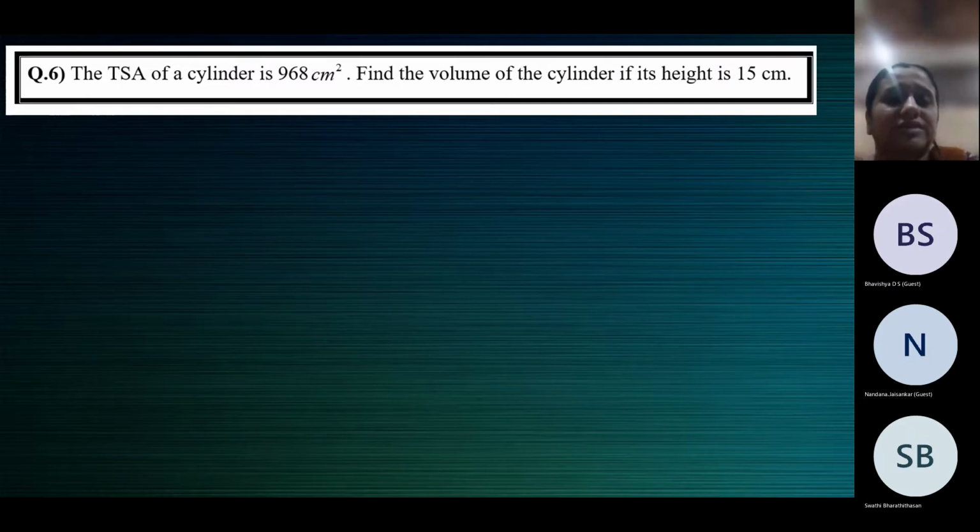The total surface area of a cylinder is 968 centimeters square. Find the volume of the cylinder if its height is 15 centimeters. Write down the question.